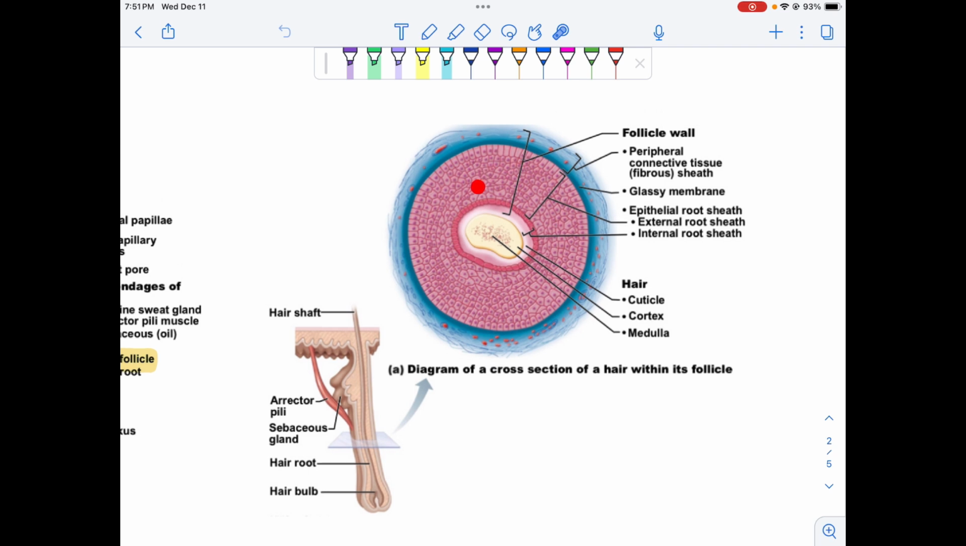The hair follicle surrounds the root of the hair and is composed of 3 layers. The outer layer is made up of a peripheral connective tissue sheath containing fibers.